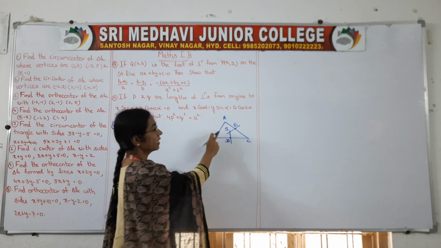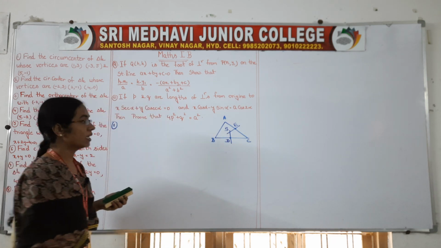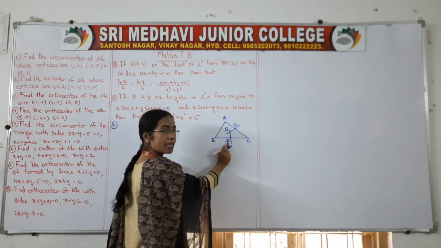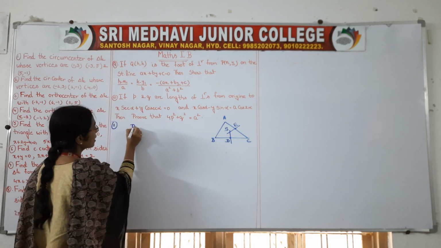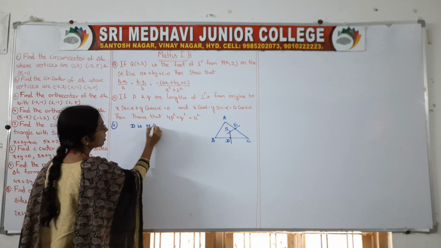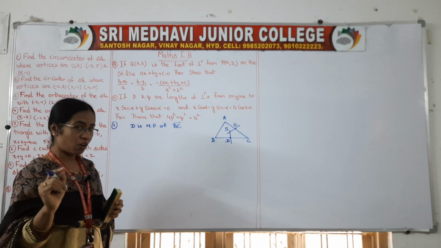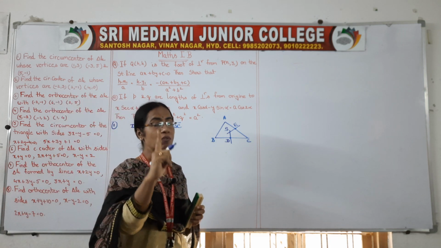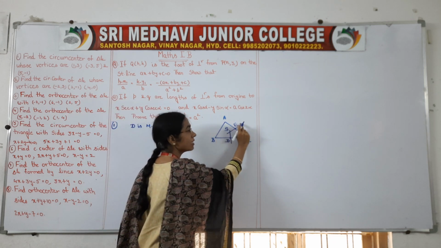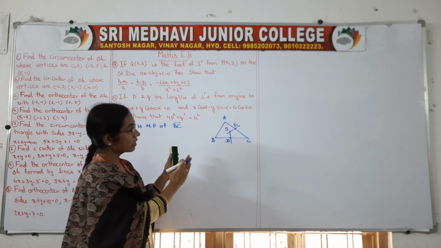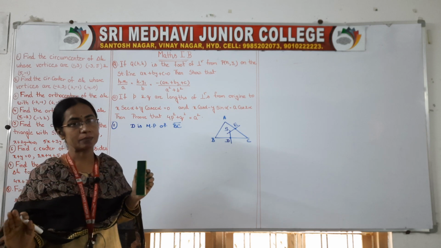So how will you find SD here? Very simple. This is a perpendicular bisector, which means D is the midpoint of BC. To write a line equation, we need one point and one slope. We want the SD line equation as well as the SE line equation. The point of intersection of SD and SE is called the circumcenter.